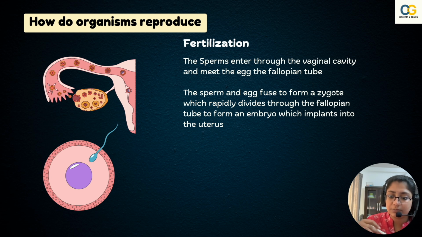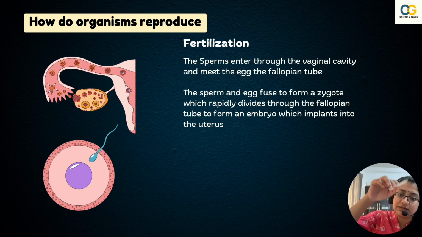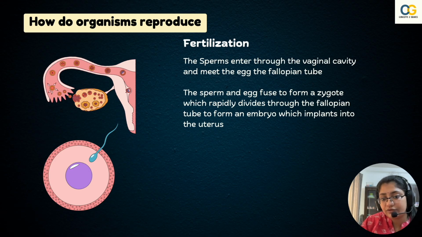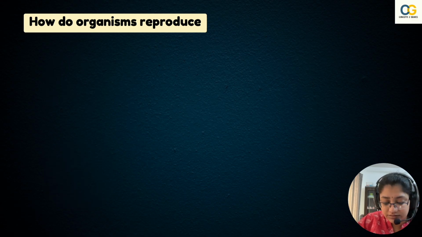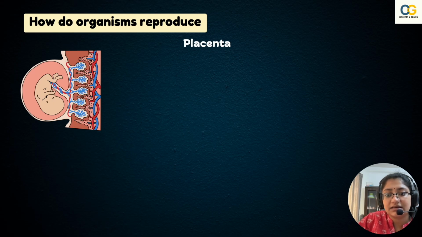How does it happen? The sperms enter through the vagina, travel across through the uterus, reach the fallopian tube. If there is an egg over there, they merge with the egg. The sperm and the egg fuse to form a zygote, which divides in the fallopian tube to form an embryo, which then implants into the uterus. Once it's implanted into the uterus, a placenta is formed.